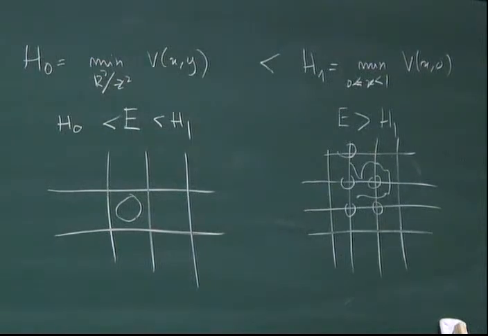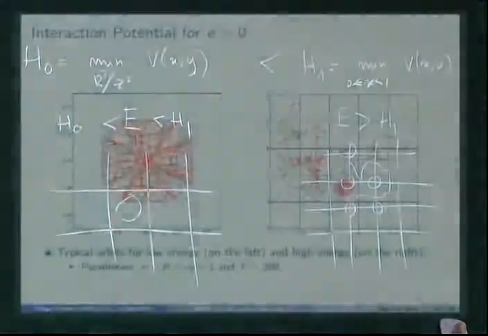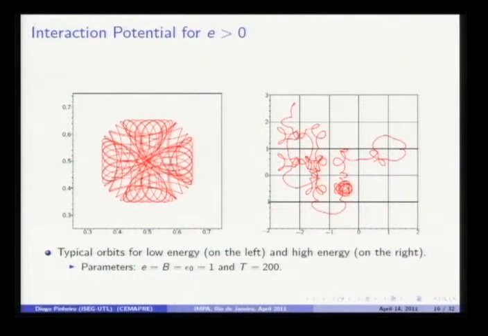Okay, so these are just some examples of this picture. This is the case where the energy is small, like this. This is just a cell, and you see some kind of quasi-periodic behavior there. And this is the case where the energy is already larger than H1, and you start seeing some drifting around of the particle.